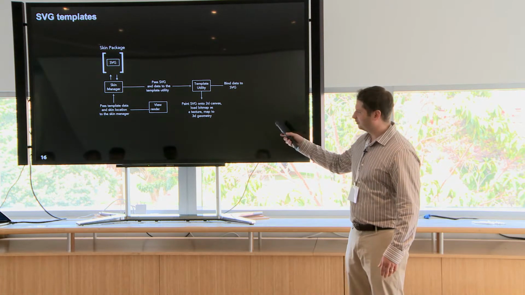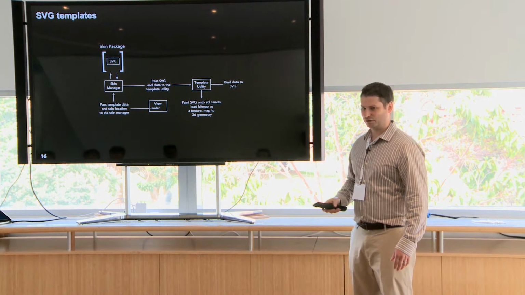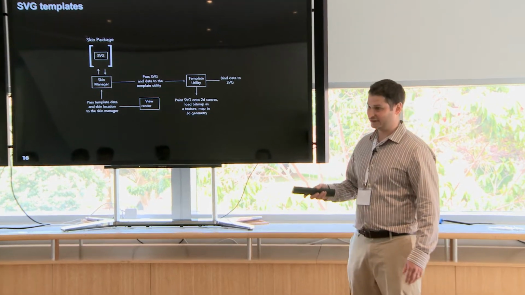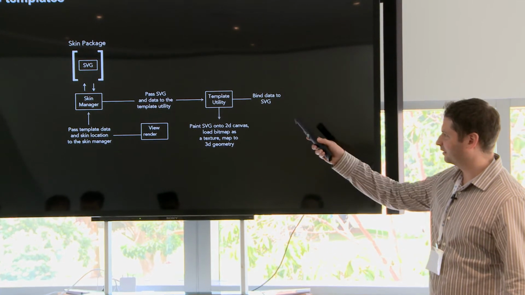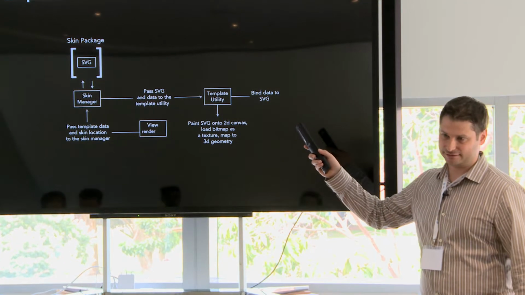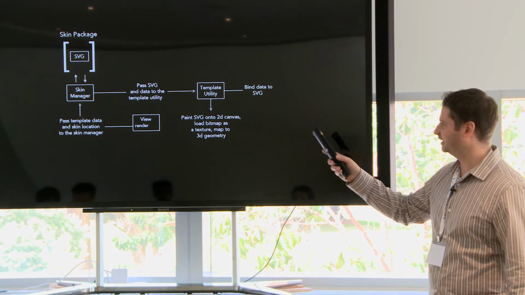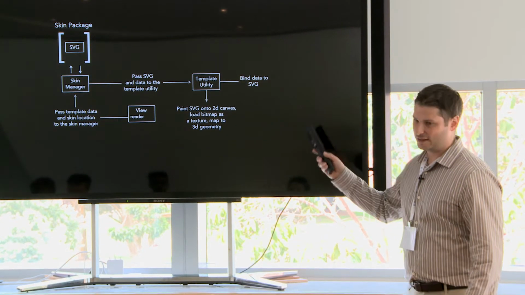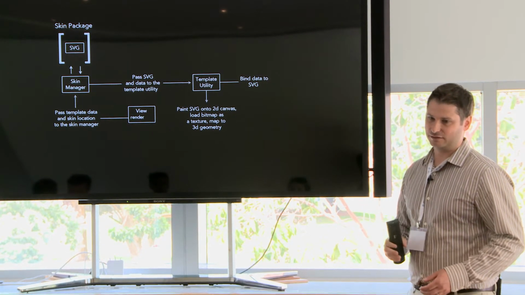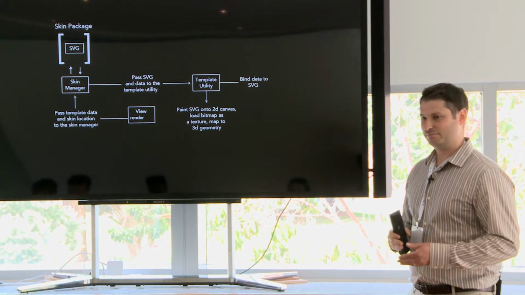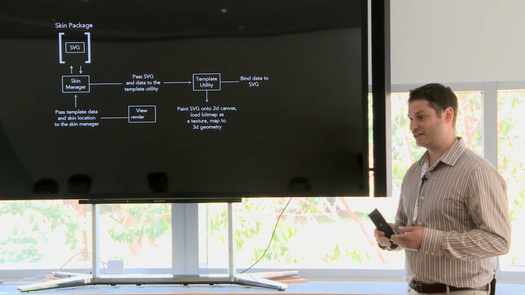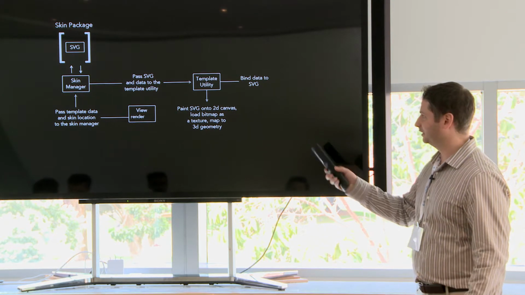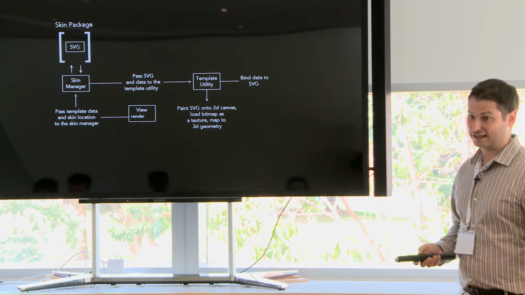So I showed earlier how HTML templating works. So this is a diagram of how the SVG fits in. It's almost identical. You'll see the only difference is that the skin packages now only consist of a snippet of SVG. And the other difference is that when the template utility, instead of inserting that HTML into the DOM, takes that SVG and paints it onto a 2D canvas, and then takes that image and uses it as a texture to apply to 3D geometry. Otherwise, it functions exactly the same.